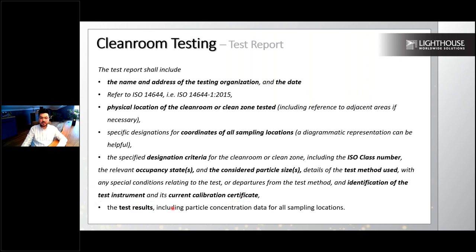And test results, including particle concentration data for all sample locations, should be added. Same for other tests in the clean room. You should have the proof of your measurement along with your test report.